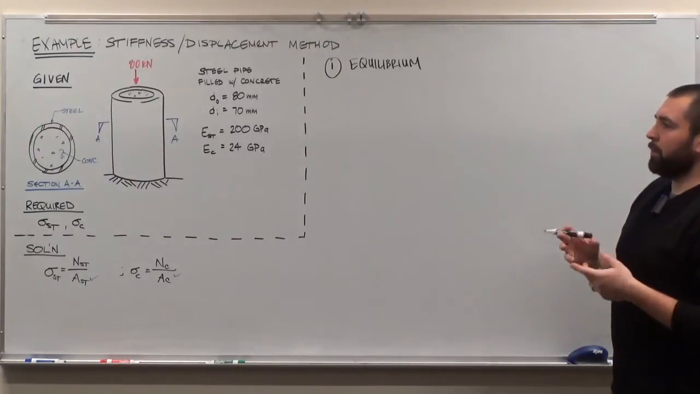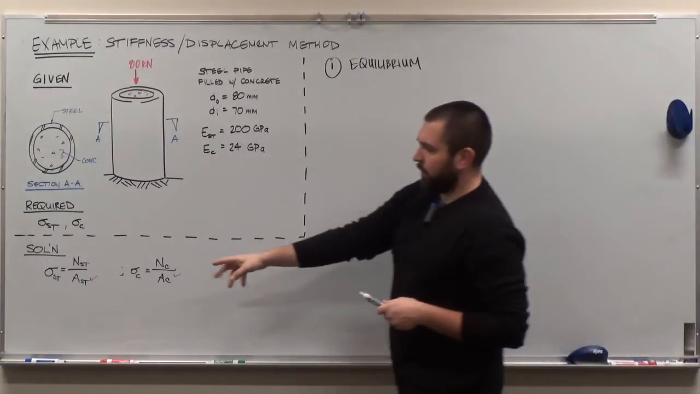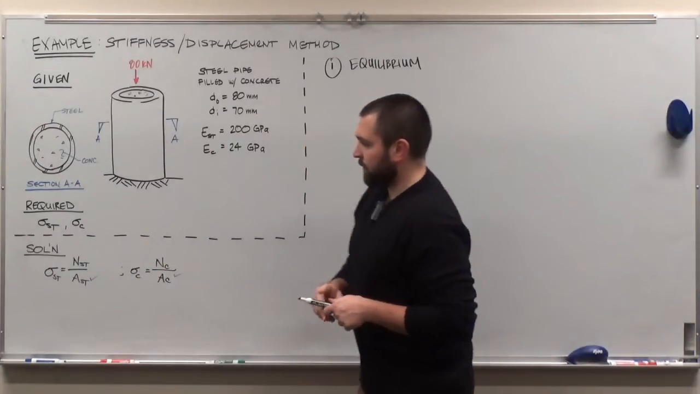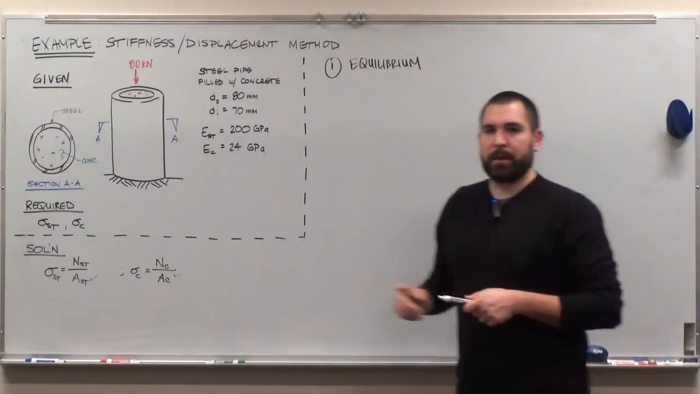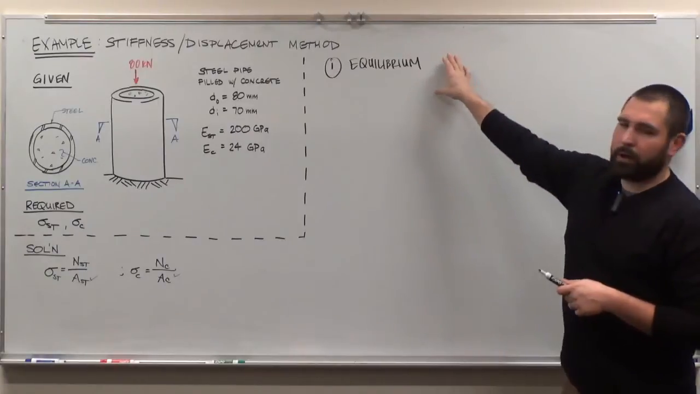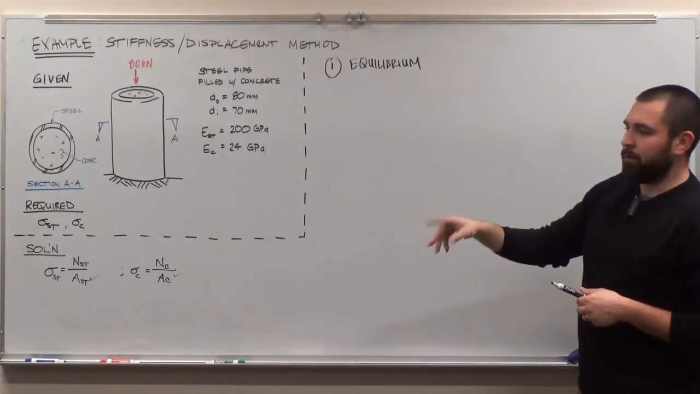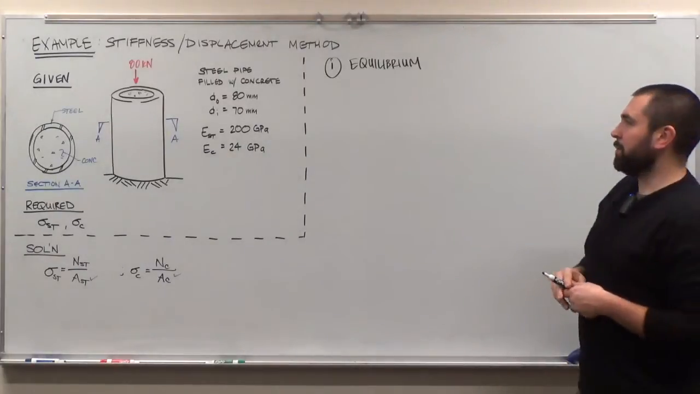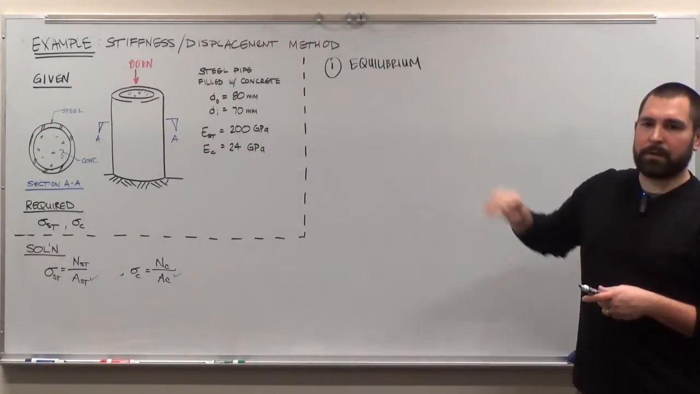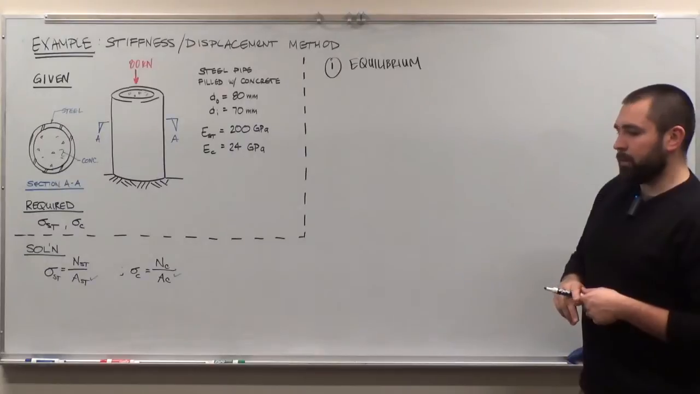And another thing it's going to do is, we have two unknowns here, the internal normal force in the steel and the internal normal force in the concrete. And this work in the equilibrium step is going to give us one equation to help solve for that. We have two unknowns, so one equation alone won't be sufficient, but it'll get us half of the equations that we need to solve for both those unknowns.